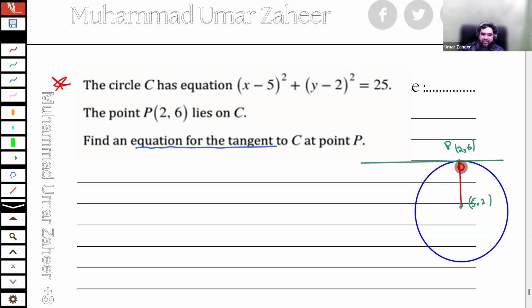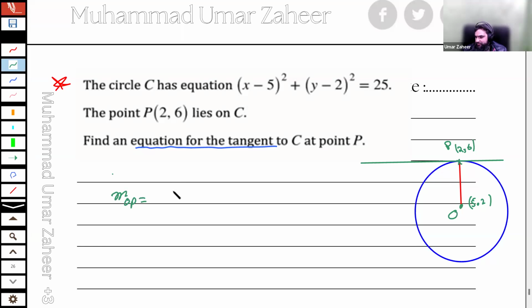So how can we find the gradient of the tangent line? We find the negative reciprocal of the radius gradient. Yes, because we can find the gradient of the radius. We have the center and we have this point, so we can easily find the gradient. And this gradient is basically the negative reciprocal of the tangent's gradient. I'm just going to name the center O, and find the gradient of OP.